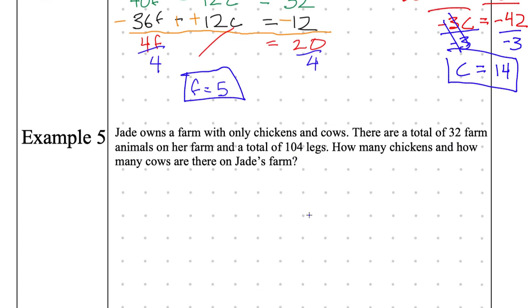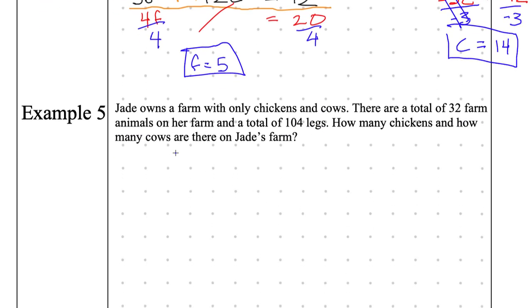So can I get a quiet raised hand or actually read all of example 5, Emma? Jade owns a farm with only chickens and cows. There are a total of 32 farm animals on her farm and a total of 104 legs. How many chickens and how many cows are there on Jade's farm?